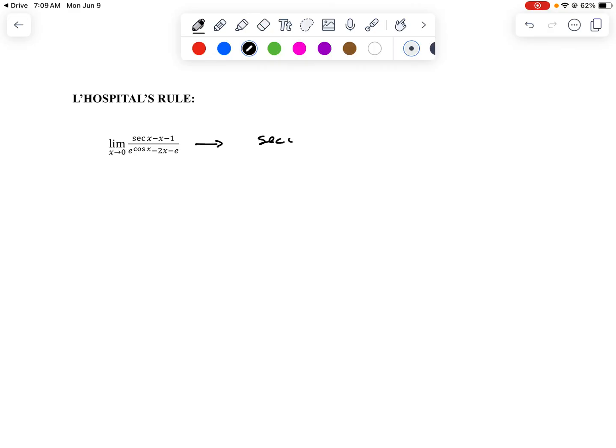So in this case we get secant of 0 minus 0 minus 1, and we get e to the cosine 0 minus 2 times 0 minus e. And secant 0 is 1, and we get e to the cosine 0, which is 1, so e to the first minus e, so we end up getting 0 divided by 0.